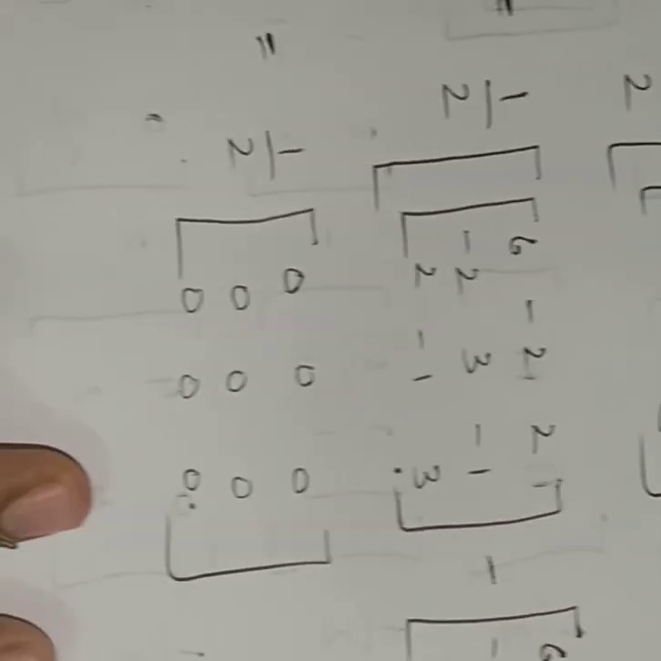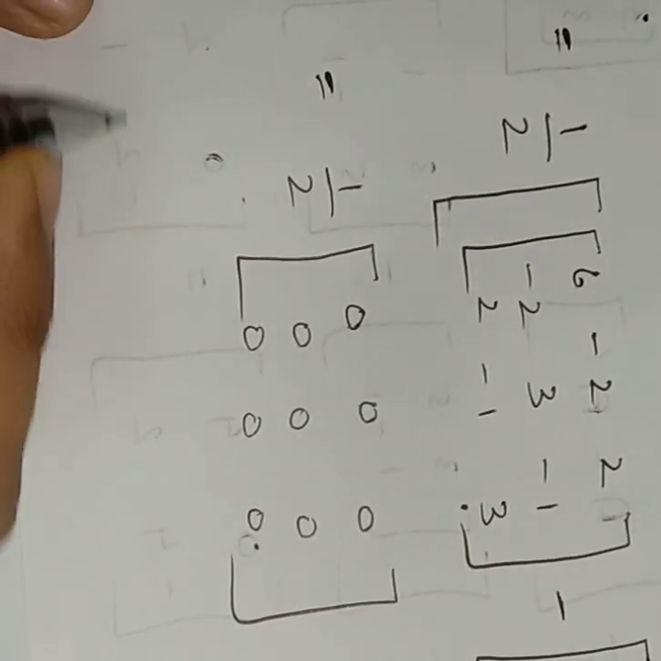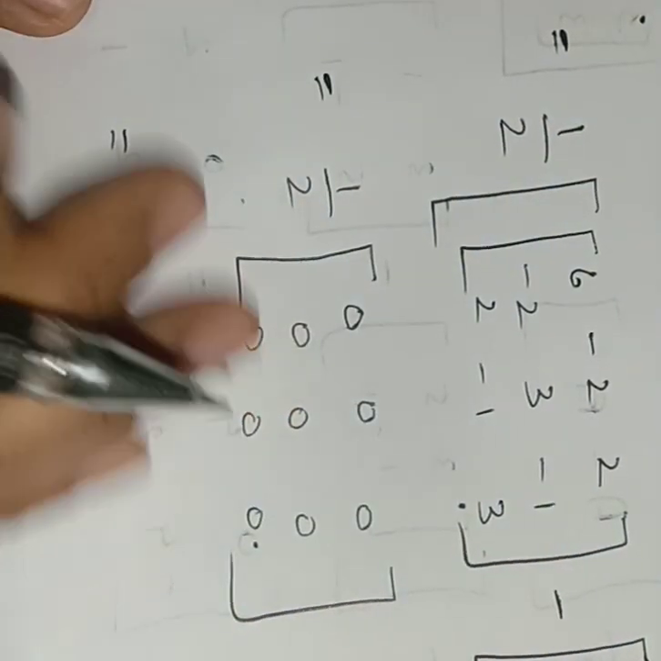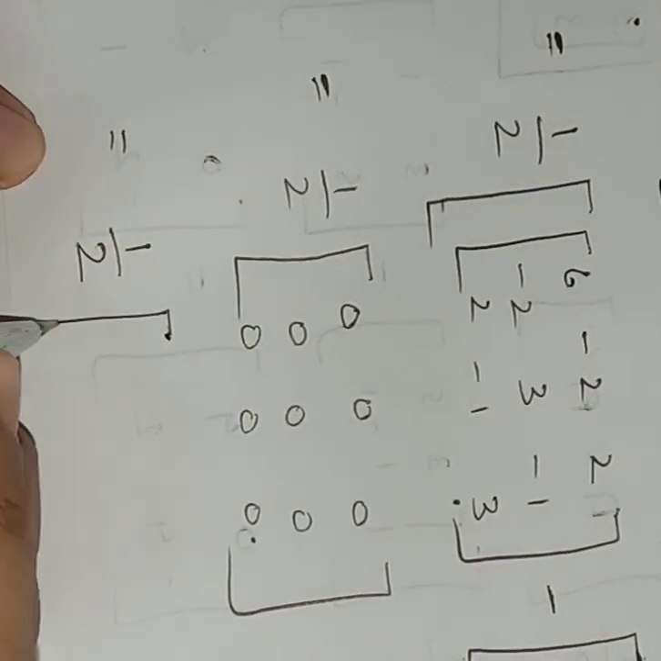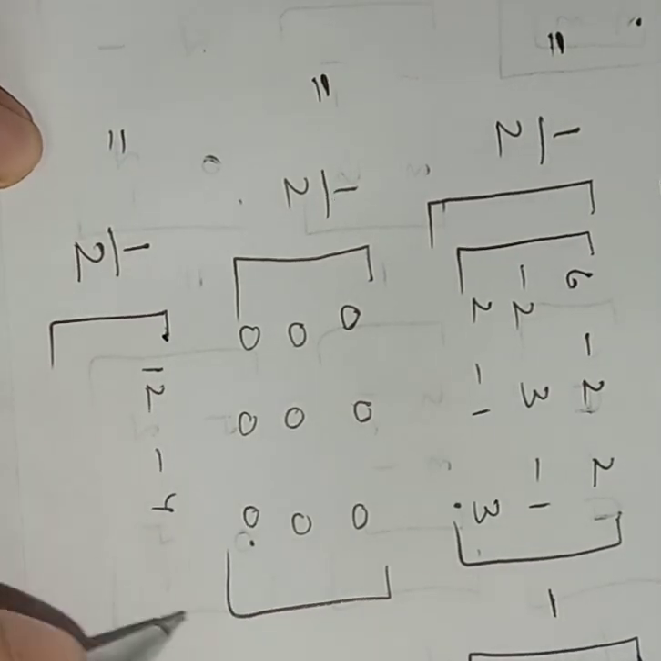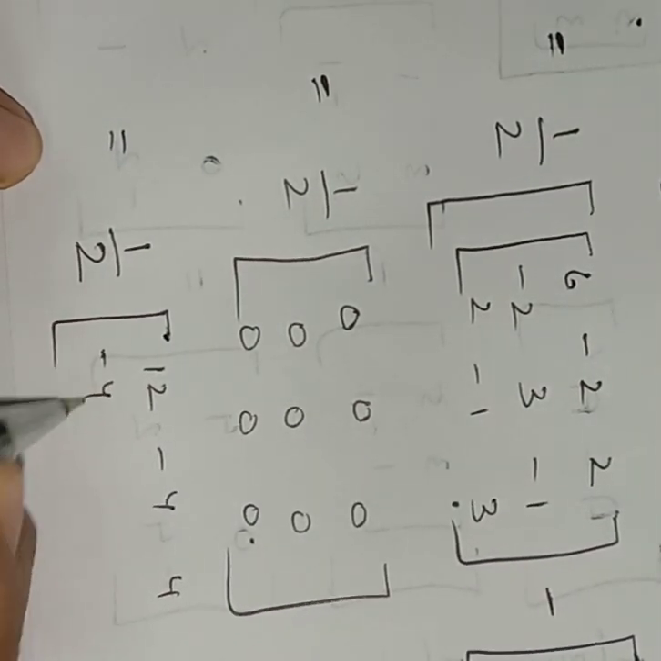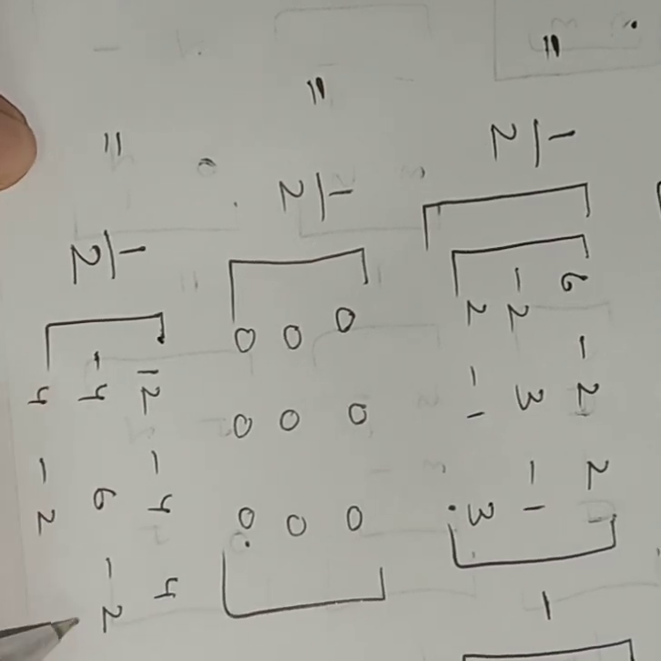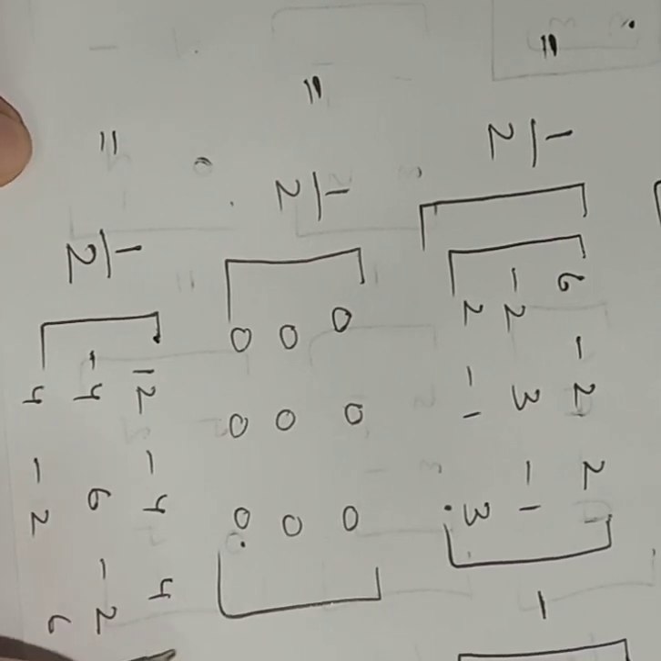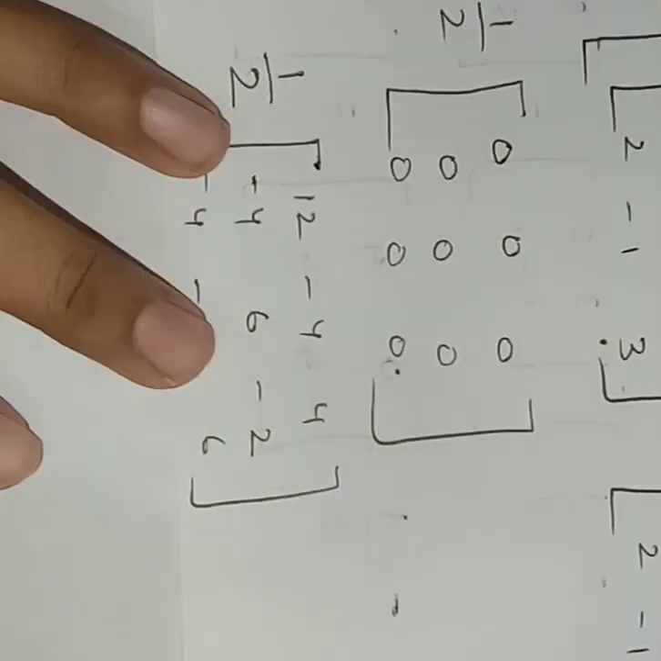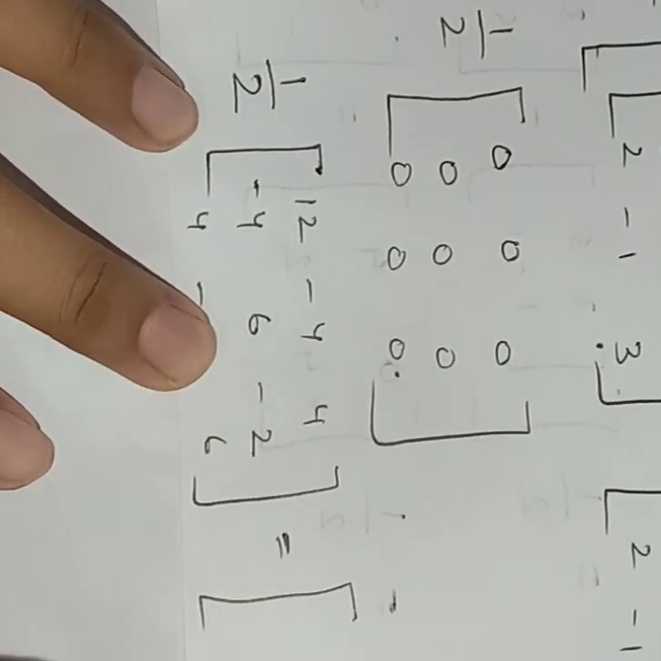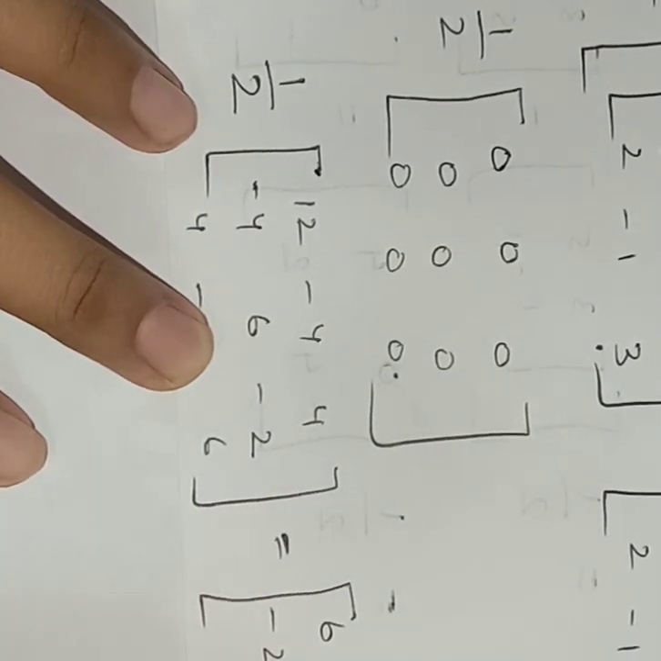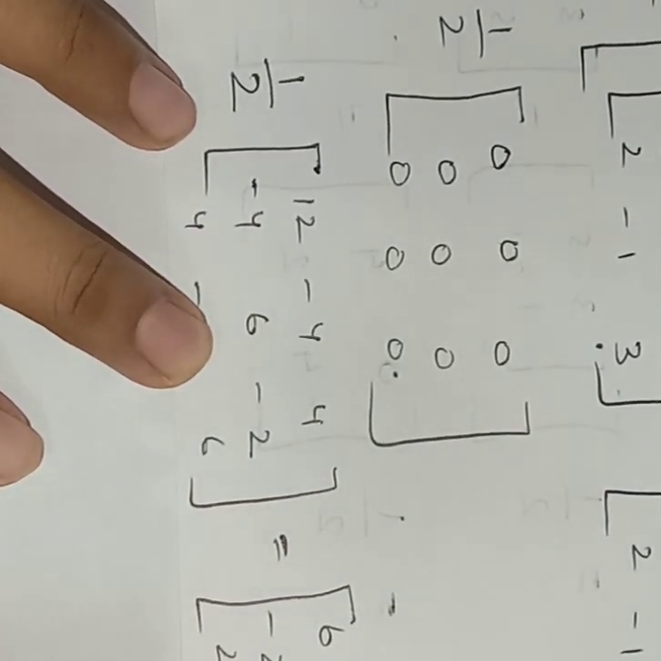So the final answer is, we are going to add both P and Q. Q is 0. So the final answer will be one by 2 of 12, minus 4, 4, minus 4, 6, minus 2, 4, minus 2 and 6, right? Or you can divide and write this. So this is the answer: 6, minus 2, 2, minus 2, 3, minus 1, 2, minus 1 and 3.